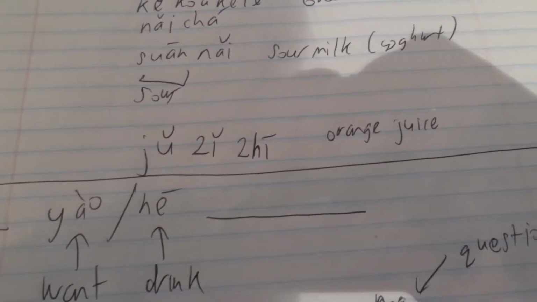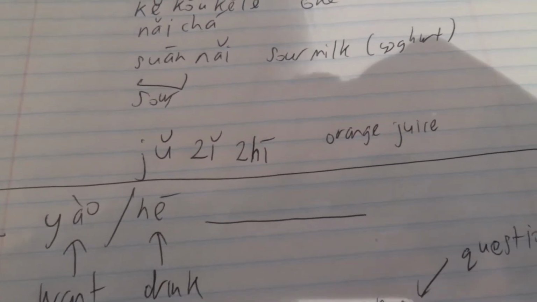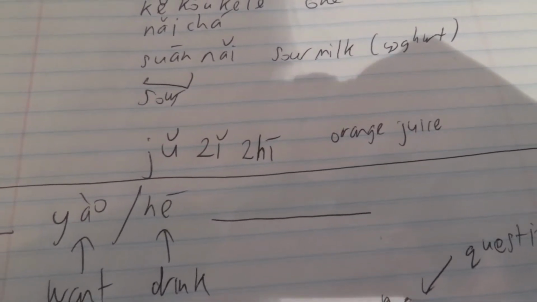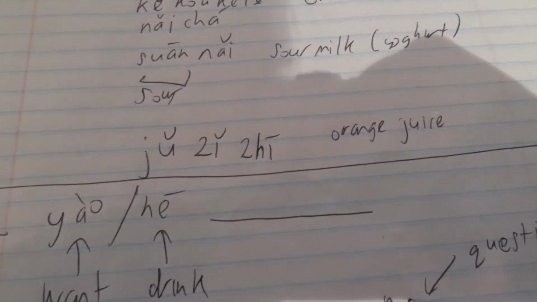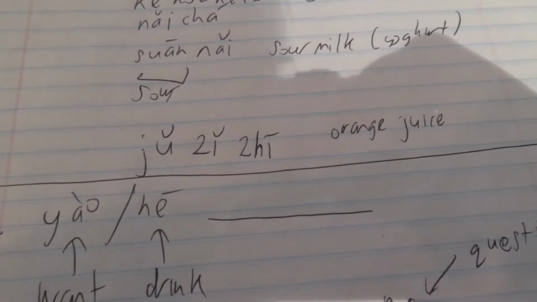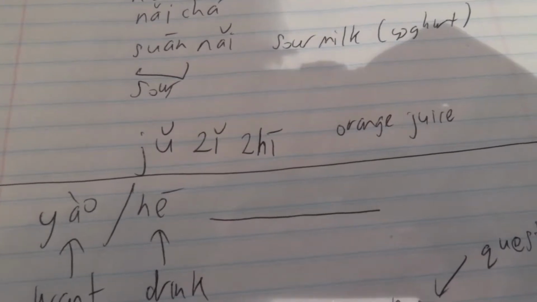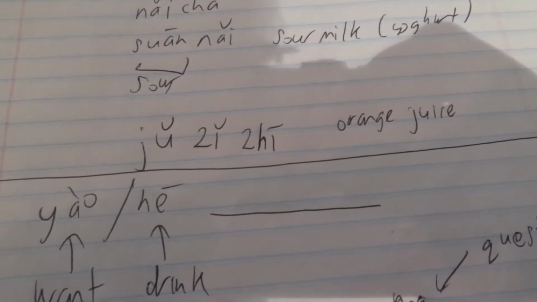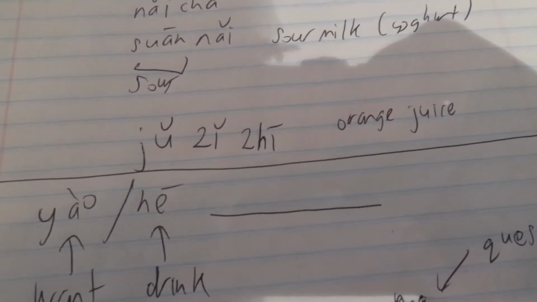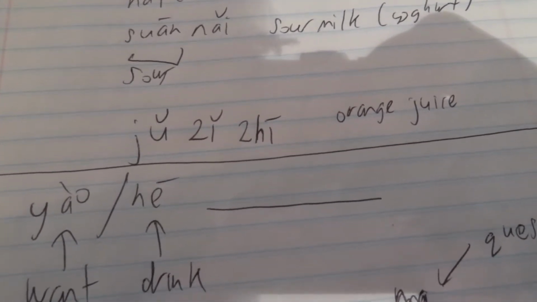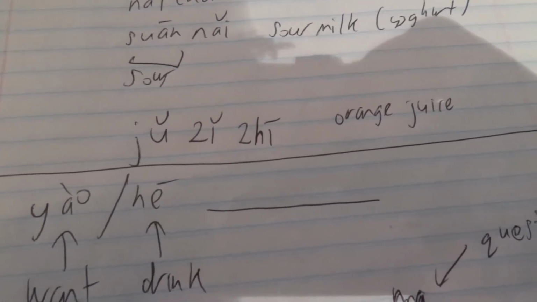Okay, so for orange juice, this is one of the most difficult ones to pronounce. I really would appreciate if someone could leave me a video response with the actual proper way to say orange juice in Chinese Mandarin, but I will say ju ji xi, something like that.